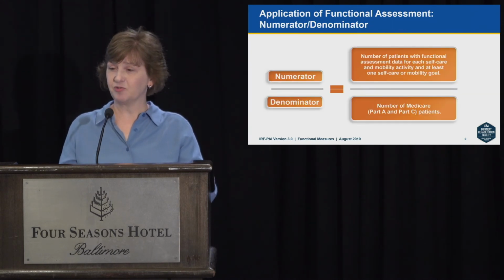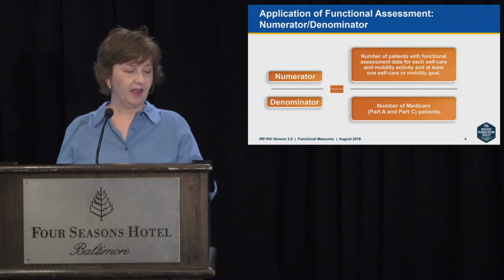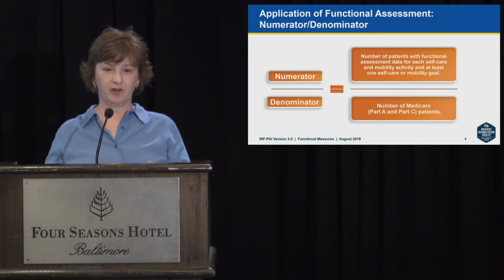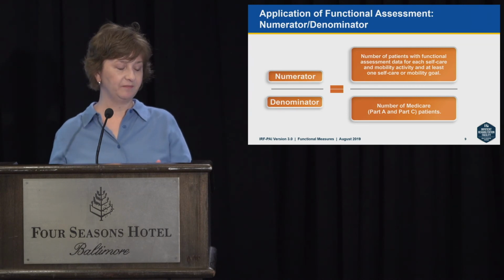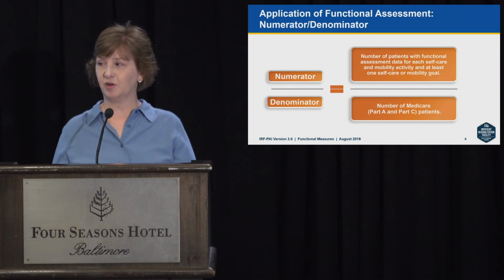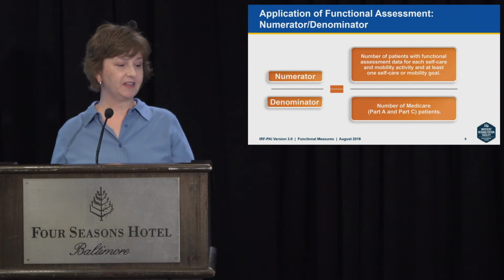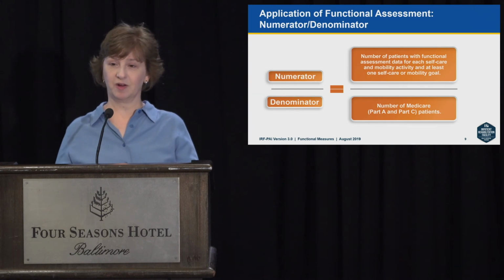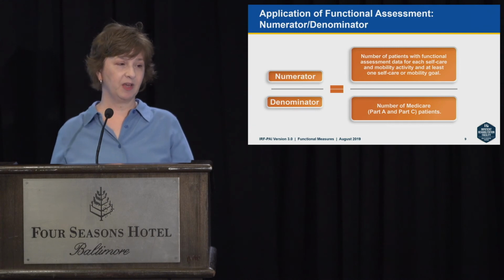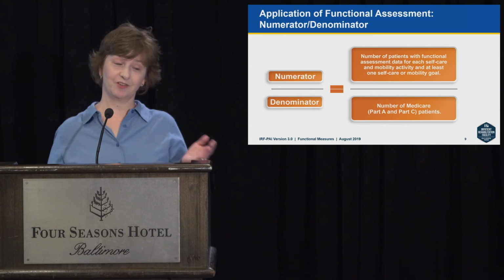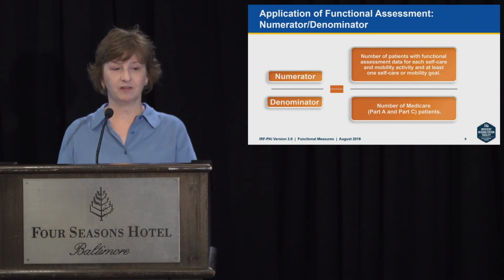So the process measure is actually a measure that has a numerator and denominator. In this case, I'm going to start with the denominator because that's the target population, basically. So that is who is included. For the IRF-PAI, as you know, you submit IRF-PAI data for Medicare Part A and Medicare Advantage or Medicare Part C patients. And so the denominator, the number of people included in the measure, is basically the number of IRF-PAI records you submit, which is the number of Medicare Part A, Part C patients.